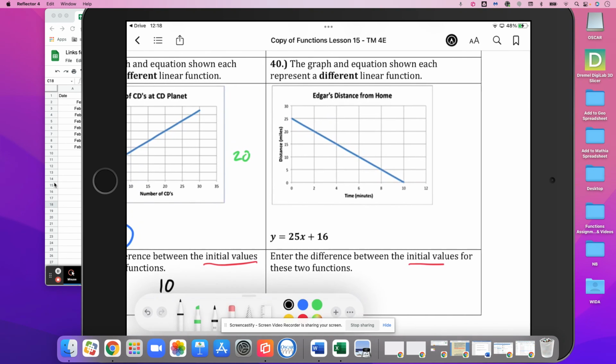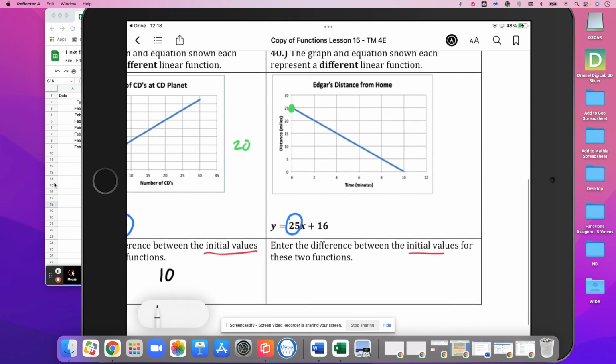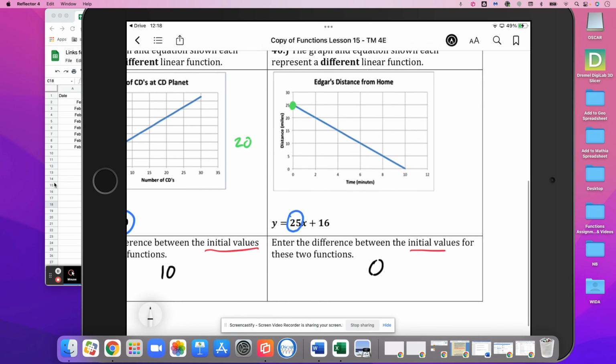And then the initial values on these ones as well. The initial value here is 25. And for the green one, and the initial value for the blue one is also 25. So the difference between 25 and 25 is 0.